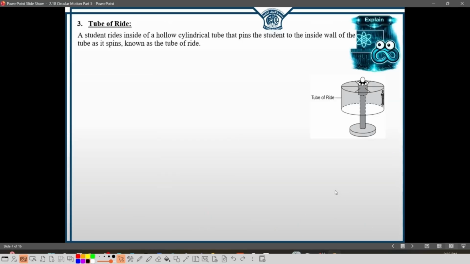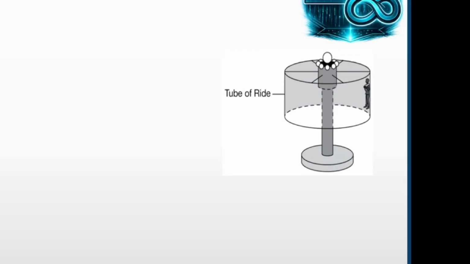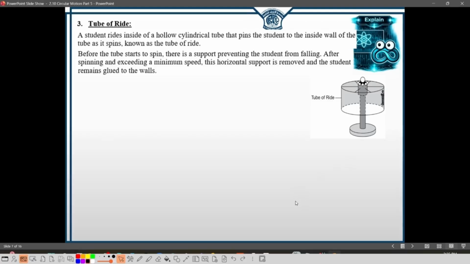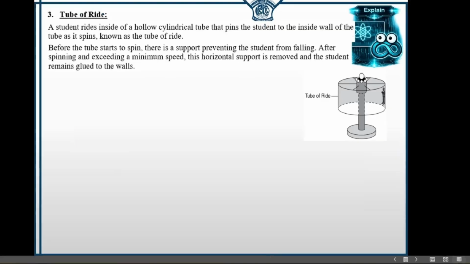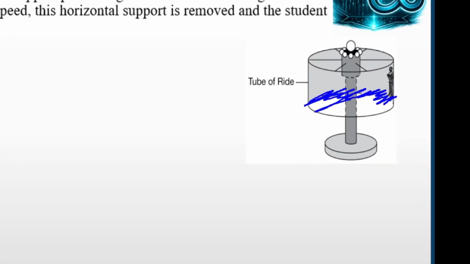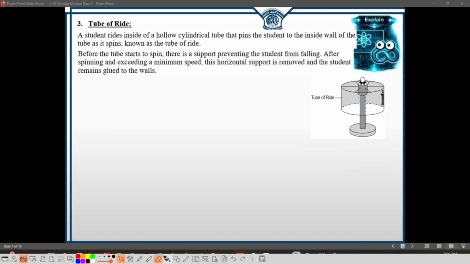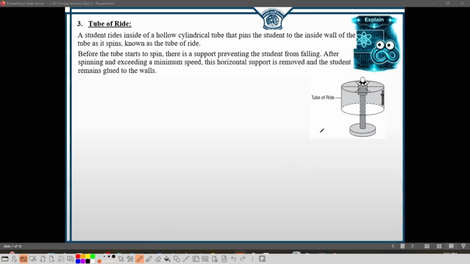Now, tube of ride. A student rides inside of a hollow cylindrical tube that pins the student to the inside wall of the tube as it spins, known as the tube of ride. So this is the tube of ride, and the student will be located here at the wall. Before the tube starts to spin, there is a support preventing the student from falling down. So we are assuming that the support is here. So the student is standing on the support. After spinning exceeding the minimum speed, this horizontal support is removed and the student will remain glued to the wall.